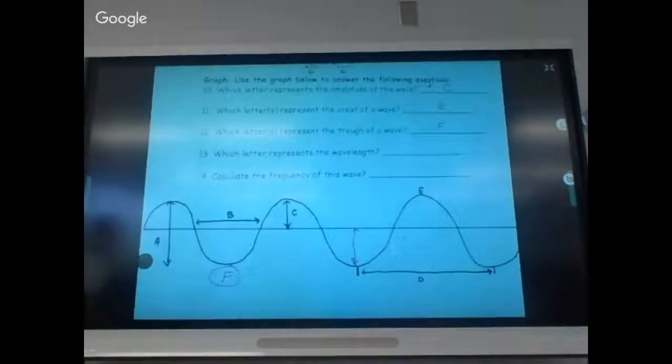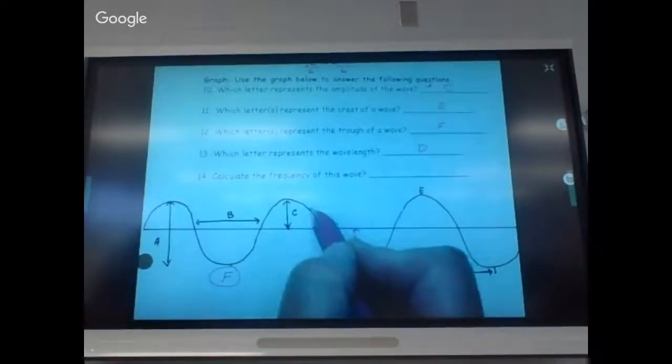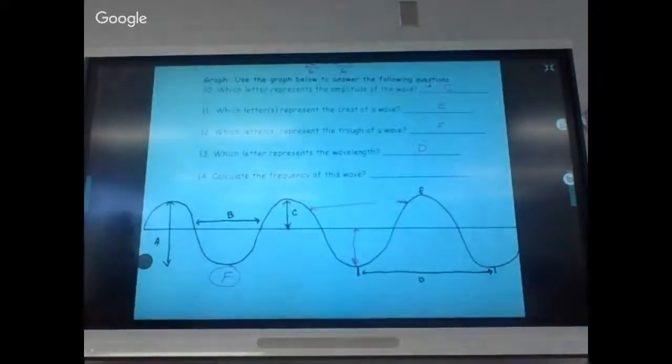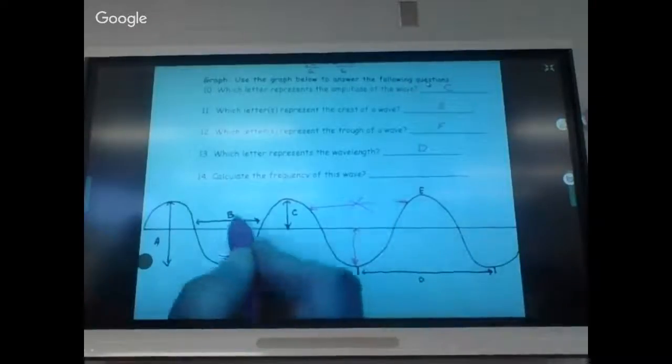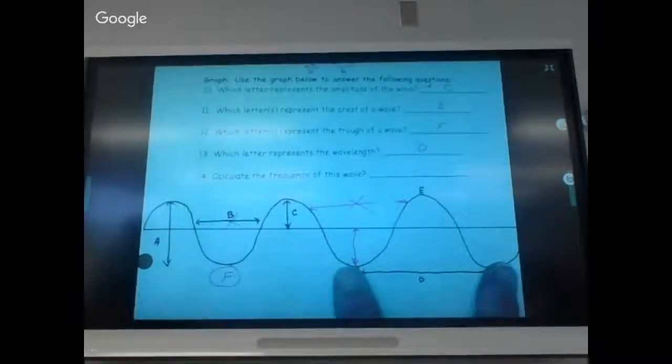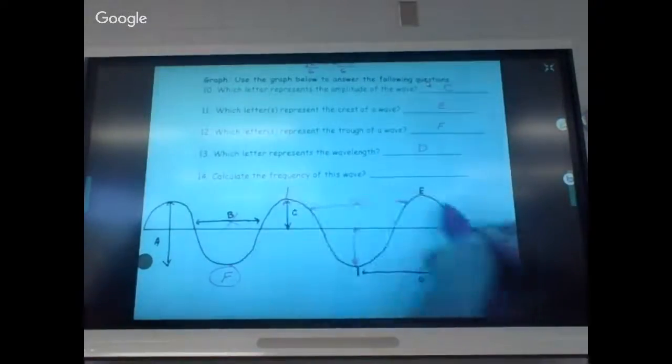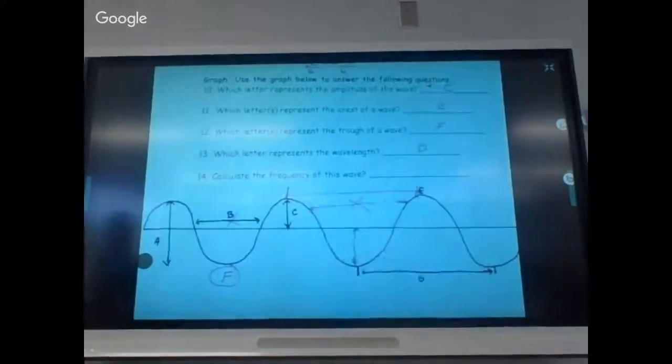And then, which letter is a wavelength? D. That's why when we were drawing the waves and you brought me your wavelength, I used whiteout to get rid of your wavelengths if you drew them down here or like here, and I told you they were wrong. They can't be drawn there. It's got to go all the way across, or it's got to be up here.